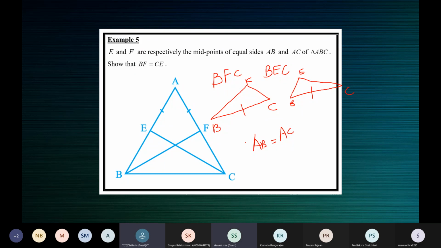AE and EB, ma'am. Which is more relevant for you to prove? EB. Can you see EB here? Yes, ma'am. So half of AB is EB. And what are the two halves of AC? AF and FC. But which is relevant here? FC, ma'am. Yes. So EB is equal to FC.